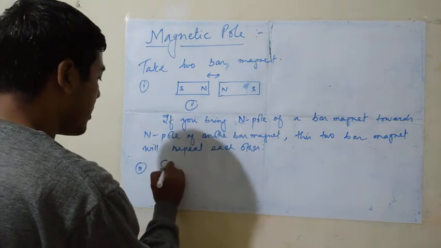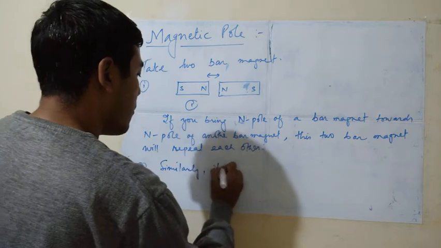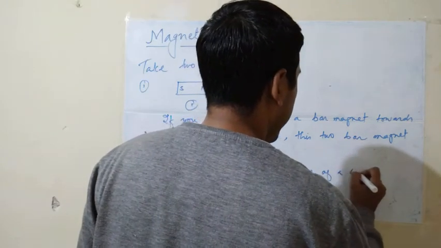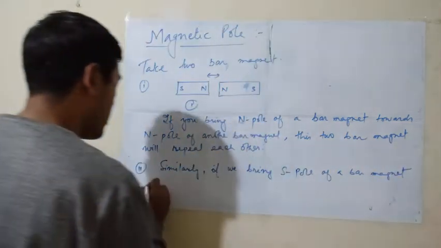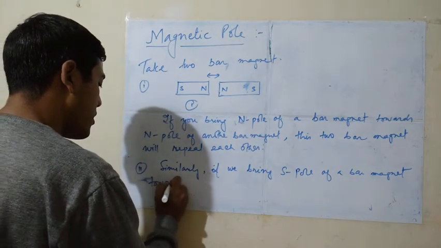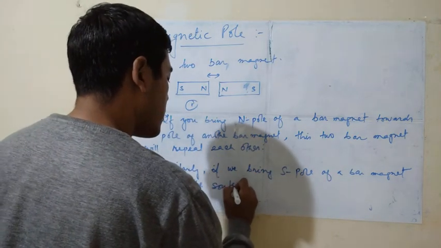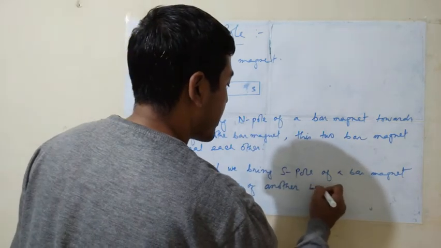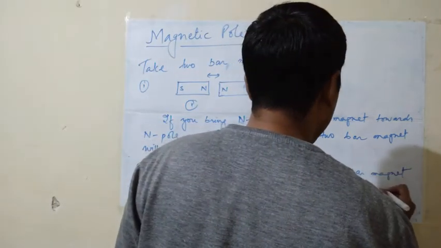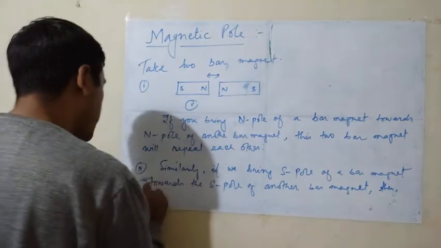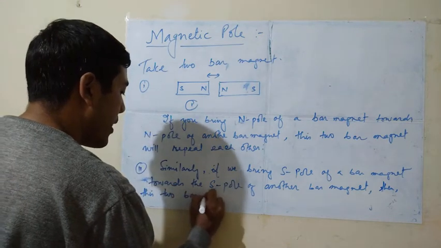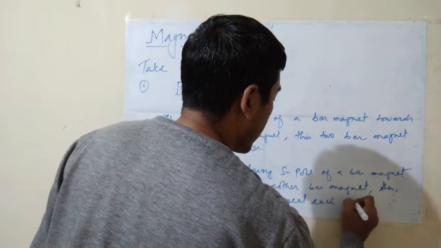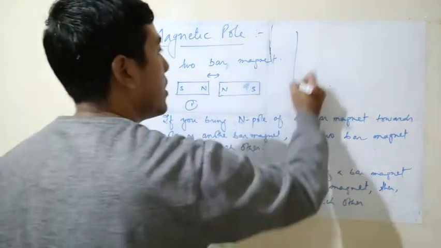If we bring, similarly, a south pole of a bar magnet towards the south pole of another bar magnet, then these two bar magnets also repel each other. Now same thing in this case also, this is the number 2 case.